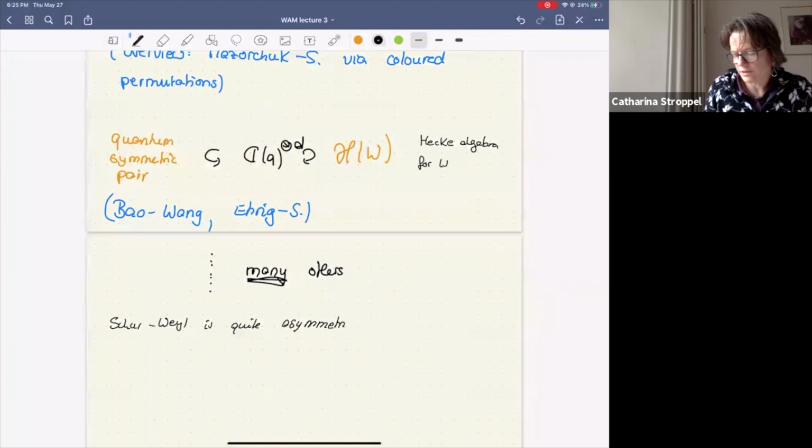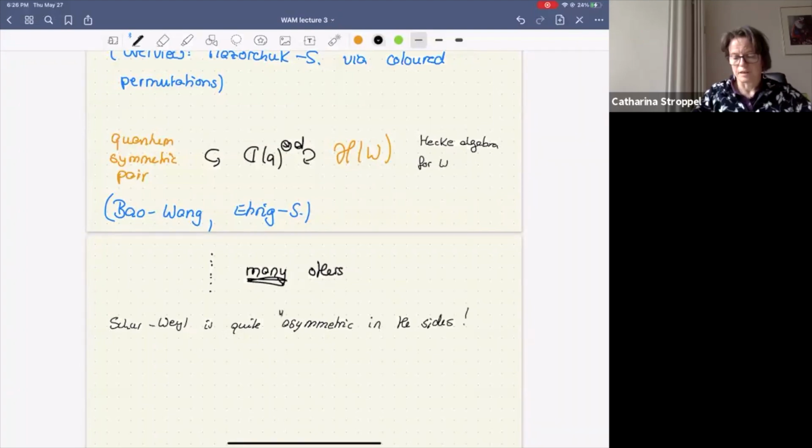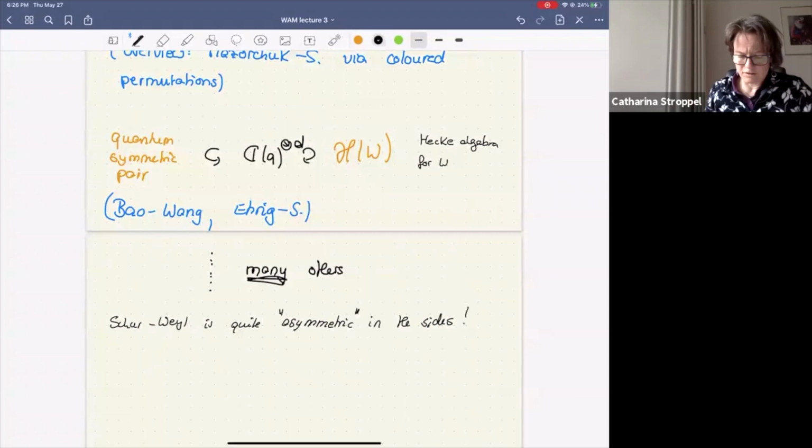And you would, I mean, somehow you might expect in the two sides, you might expect, if you have a duality, that the two sides somehow should play the same role. And I want to generalize now this Schur-Weyl duality in a way so that I get something where the two sides really look much more similar.